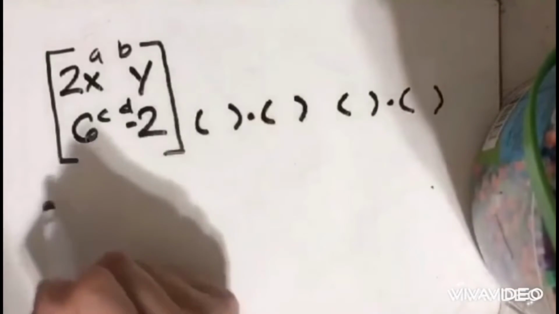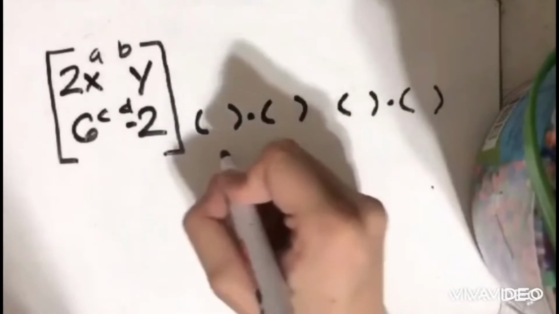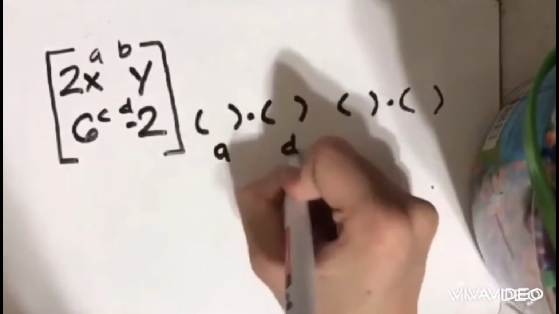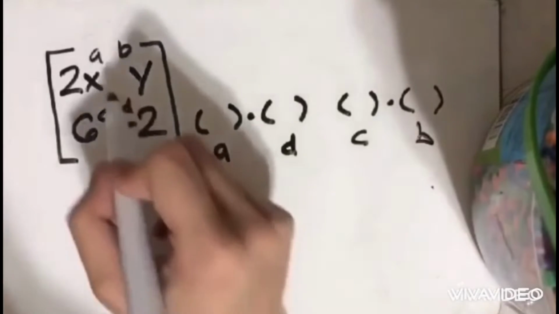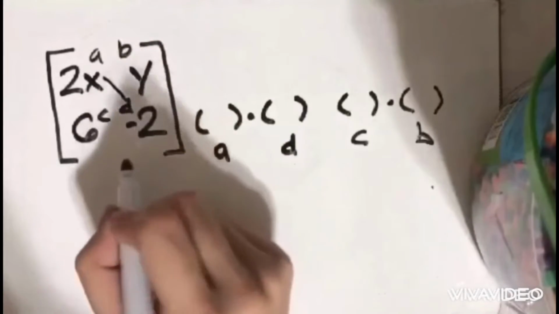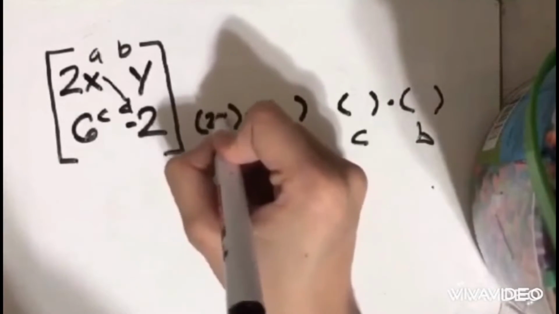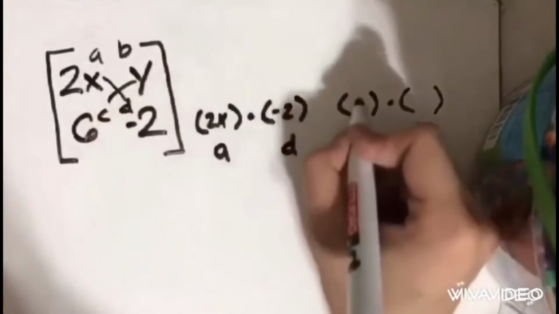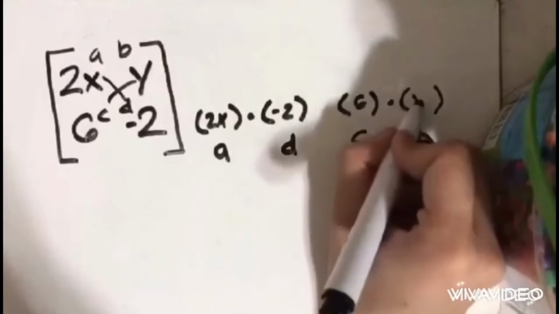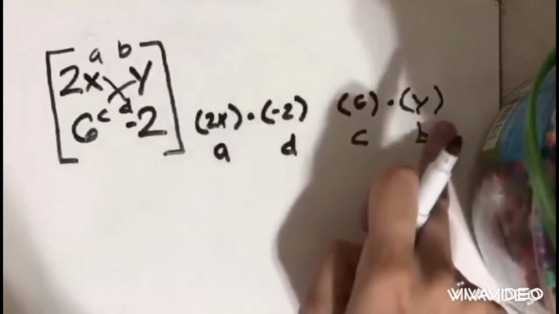Alright. And then on the bottom, I'm going to label my parentheses. And then we are going to cross multiply the numbers on the left and match the letters under the parentheses. So D will be negative 2, C will be 6, along with B will be Y. When you're done with that, you can erase it.